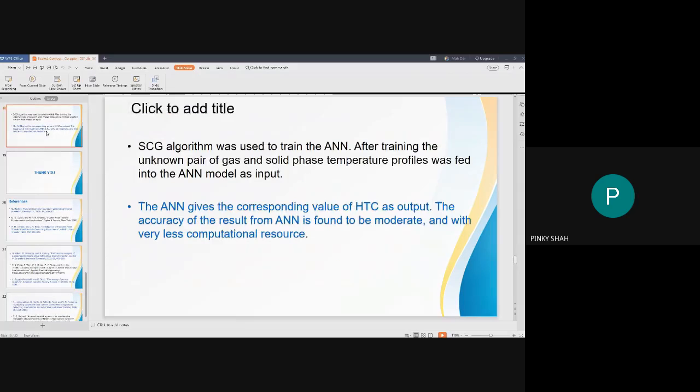And the next scale conjugate gradient algorithm was used to train the artificial neural network. After training, the unknown pair of gas and solid phase temperature profile was fed into the ANN model as input. The artificial neural network gave the corresponding value of heat transfer coefficient as output. The accuracy of the result from the artificial neural network is found to be moderate, and with very little computational resource. By this, I am finishing my presentation.